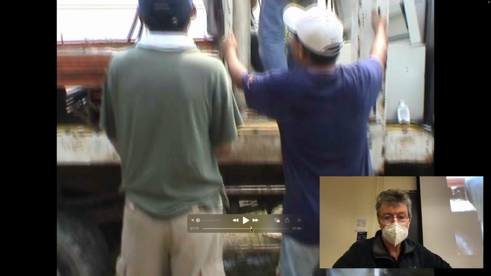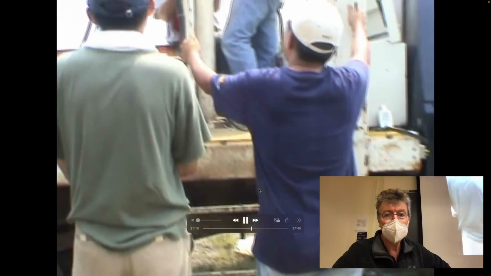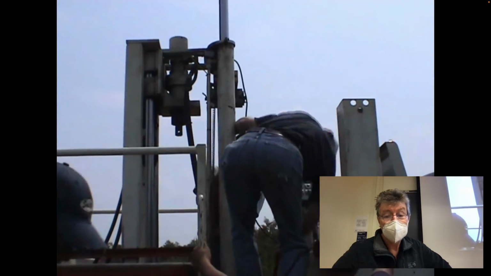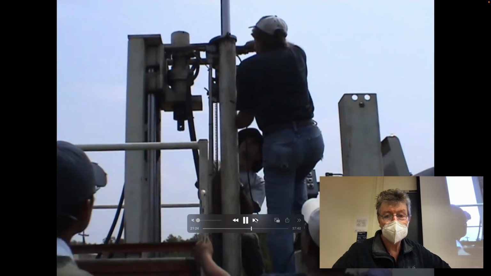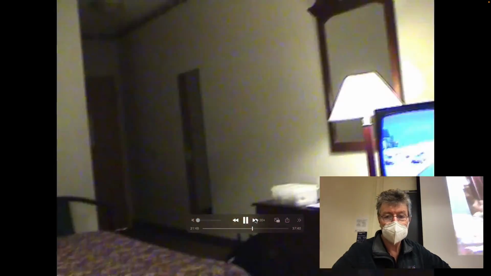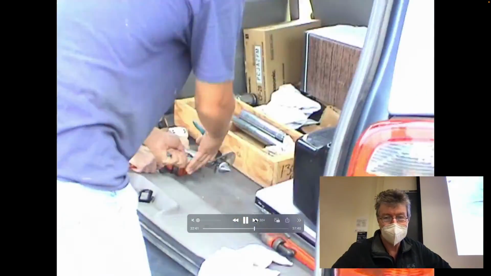And again, lots of people standing around. Sitting in a hotel room at the end of a busy day, drinking beer probably, was what I saw here. Yeah, very, very straightforward technology. Not rocket science.